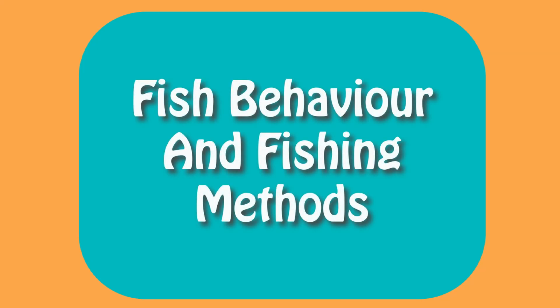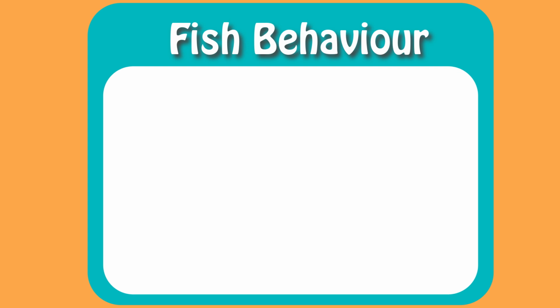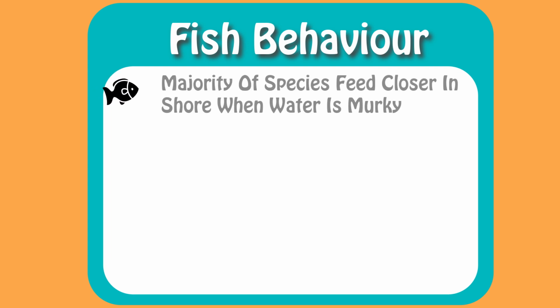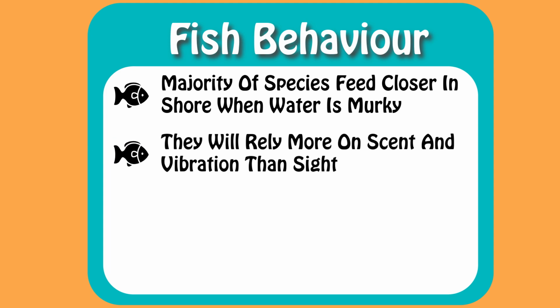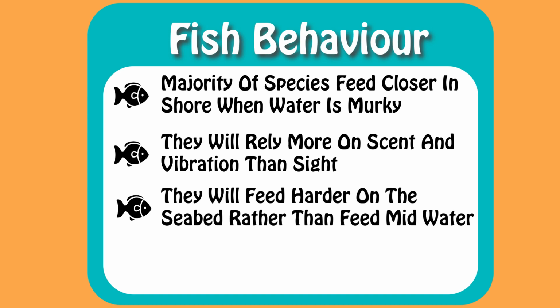So which types of watercolor conditions are best? And how may this affect our methods? Fishing for the majority of species will be better when water conditions are murky. This is because light is less intrusive, even in the day, so the fish come inshore more confidently. Because they can't rely on sight, they will rely more on scent and vibration around them. This means that fish will also tend to feed harder on the bottom of the seabed, as they grub around to feed. This is even true of fish like bass, which are otherwise known as very visual predators.